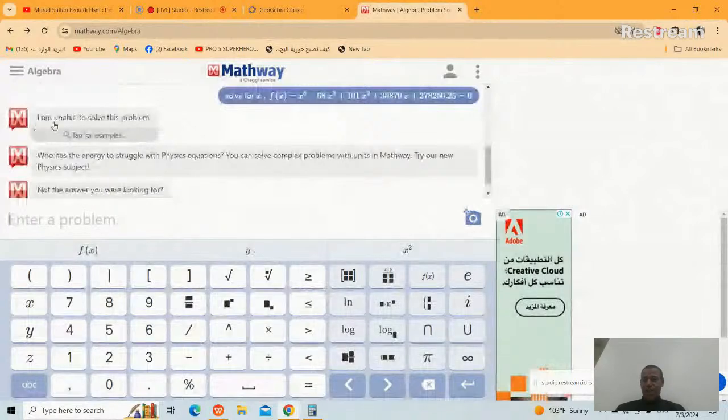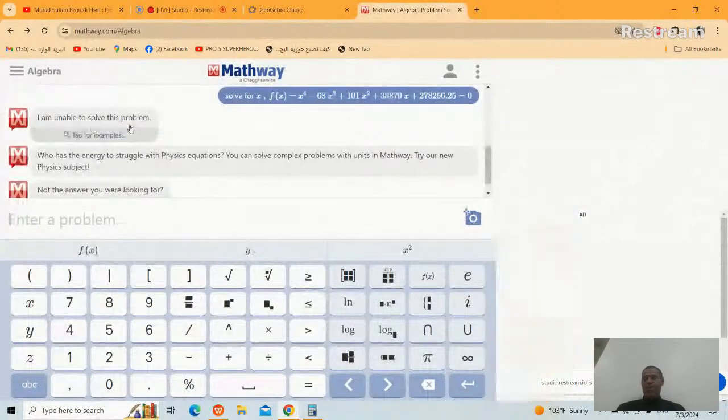You see, Mathway told me that I am unable to solve this problem. Who has the energy to struggle with physics equations? You can solve complex problems with units. So he doesn't have the answer.